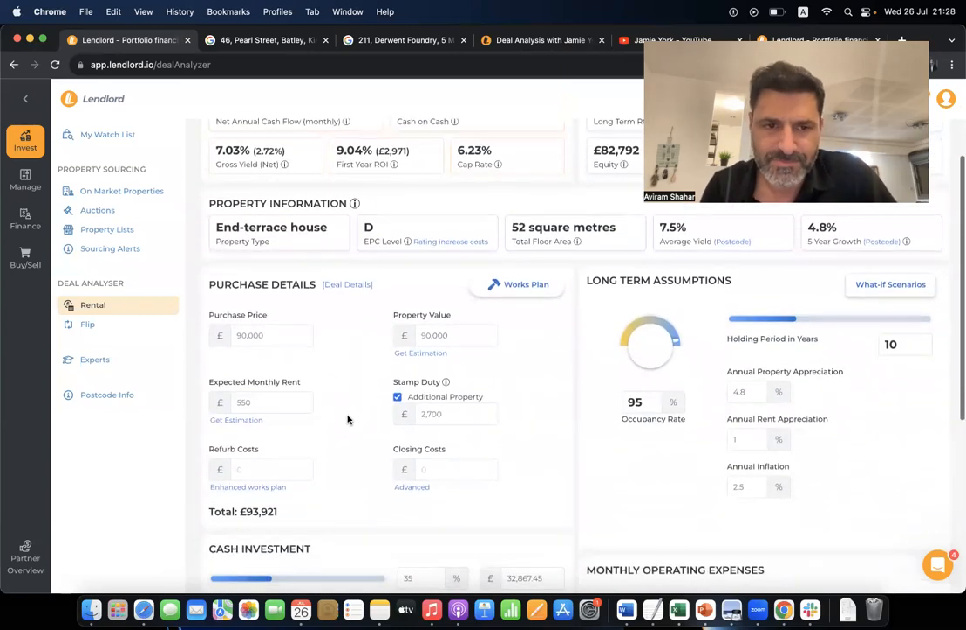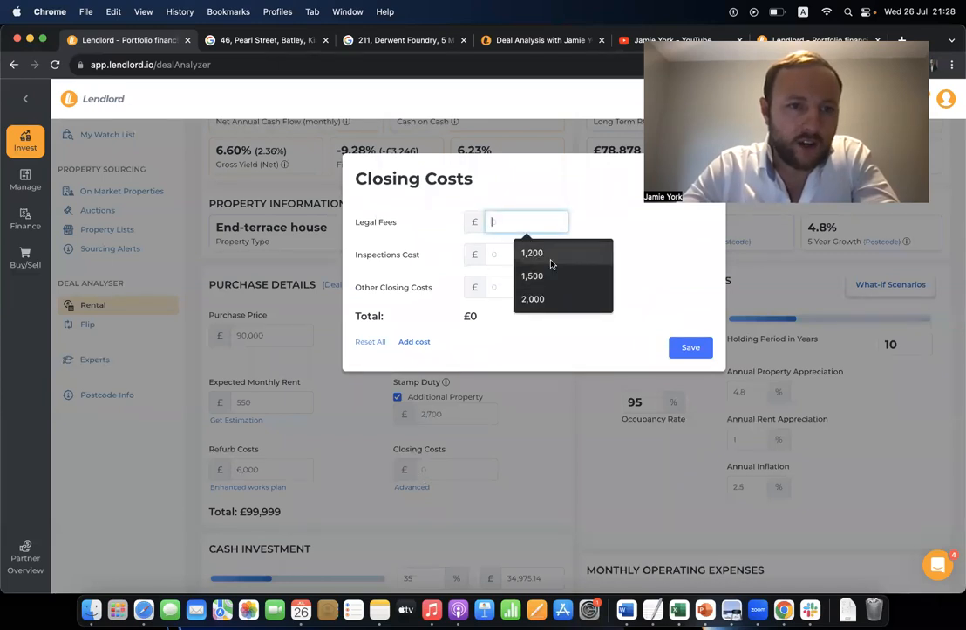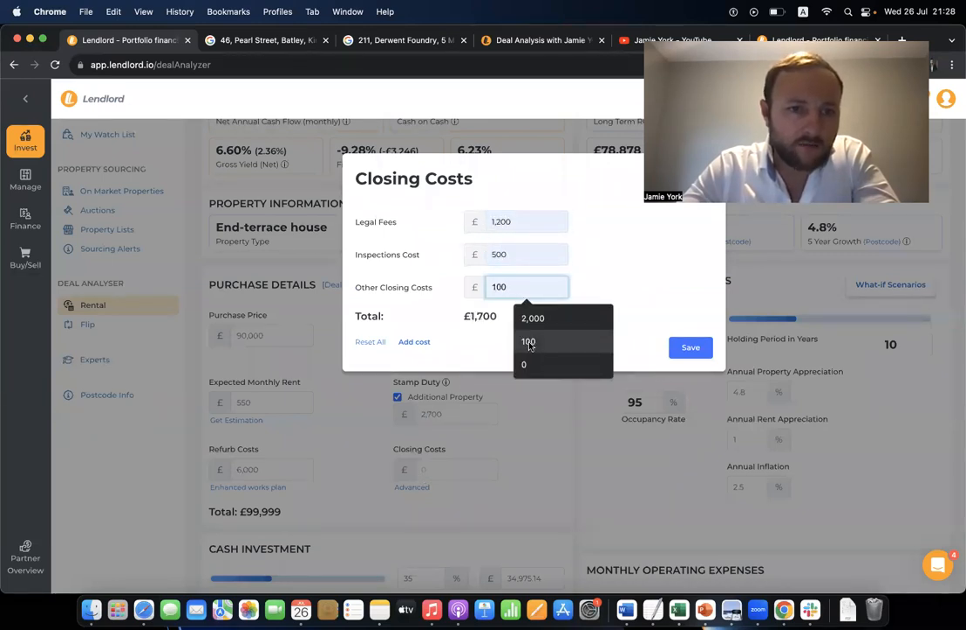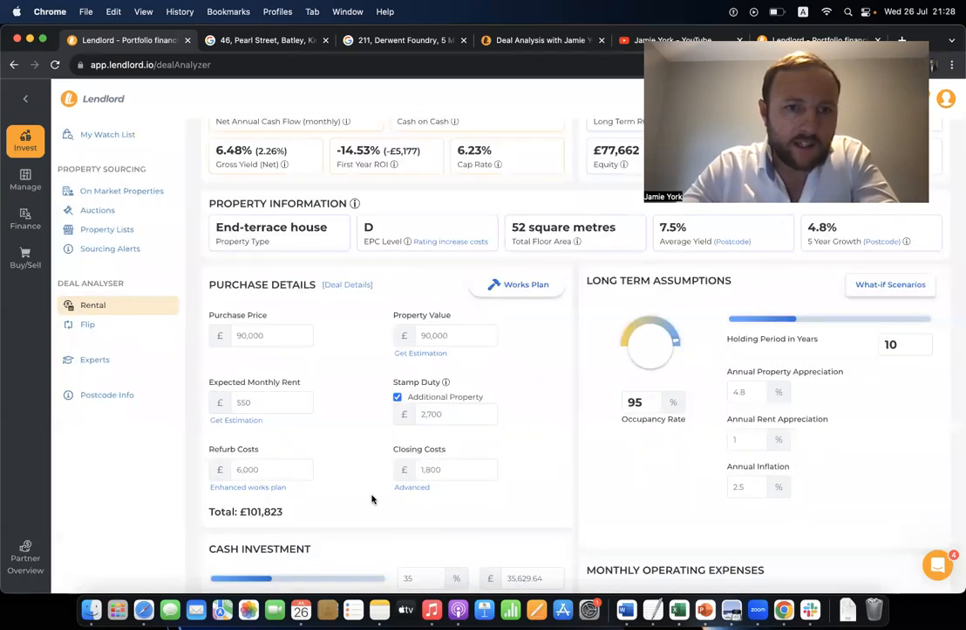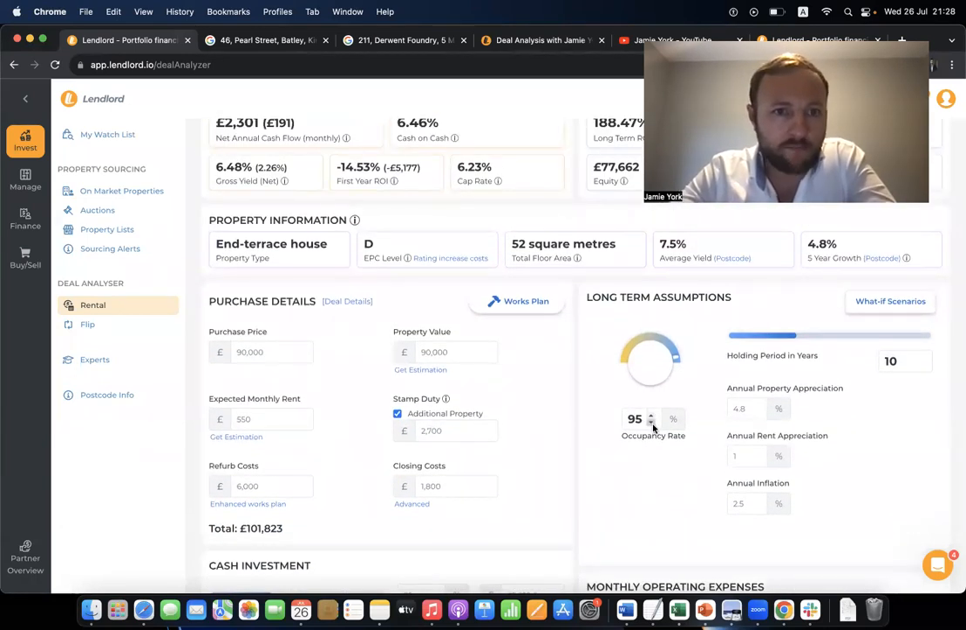Exactly. So you might put in some additional costs like the refurb, about 6,000, and then closing costs, which are going to be your legals, bits like that, your most basic ones. There you go. About 1,800 will be absolutely fine. Now, occupancy in this area is incredibly high. 95% occupancy is pretty bang on. Capital appreciation over the long term in that area in particular is over 8%. But I always say to people, look, even if it's higher than what I'm about to say, still leave it at about 5.